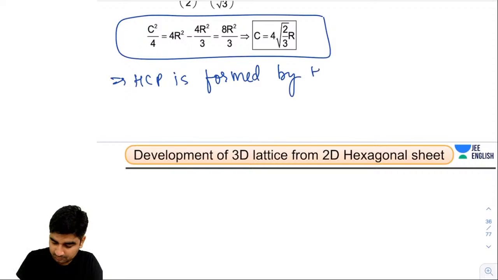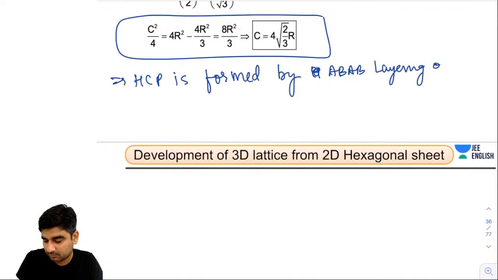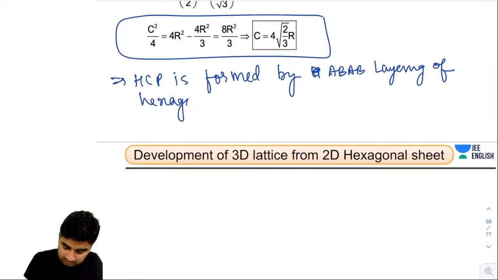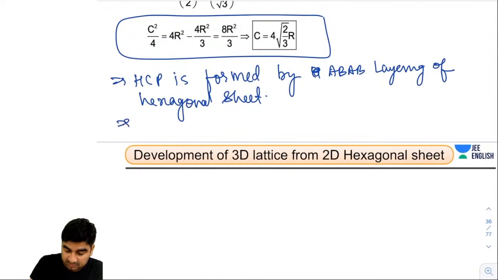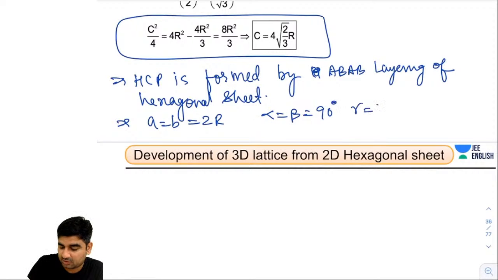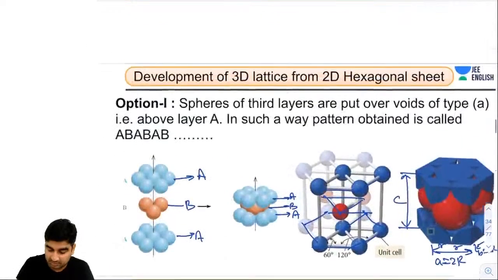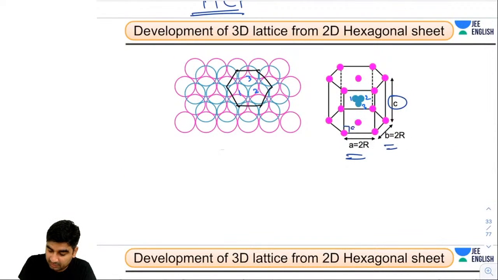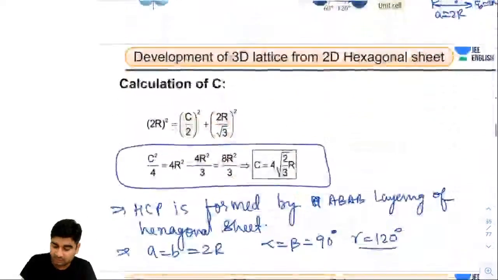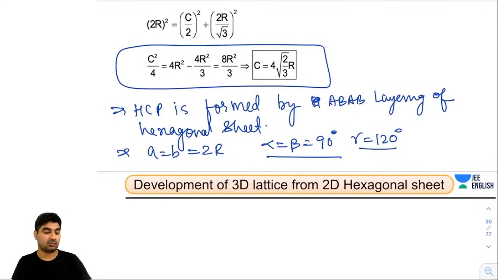HCP is formed by AB layering of hexagonal sheet, right? And a is equal to b is equal to 2R, and alpha is equal to beta is equal to 90 degrees, and gamma is equal to 120 degrees. Why? Here you can see it. This is 90, this is 90, and this angle is 120 degrees. So alpha and beta are equal to 90, and gamma would be 120.